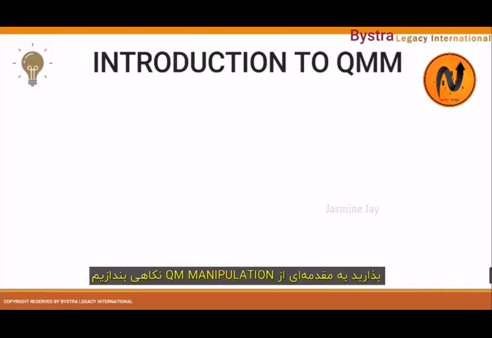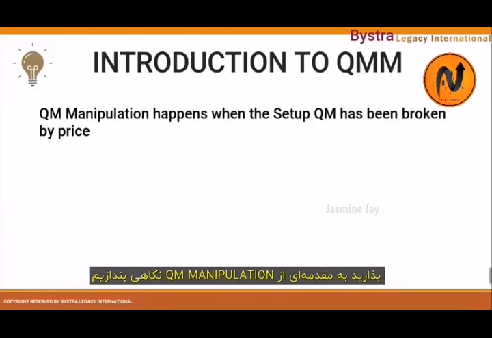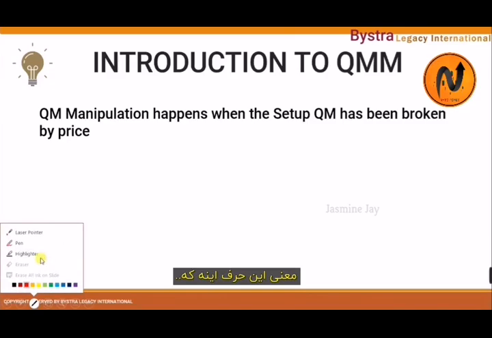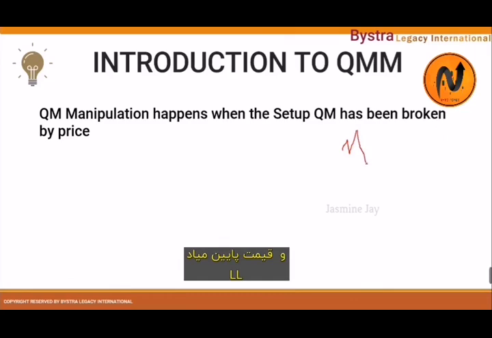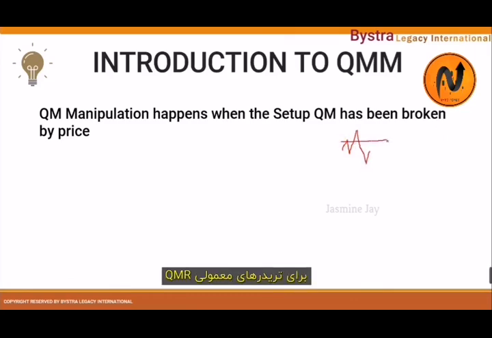So let's look at the introduction to the QM manipulation. QM manipulation happens when the setup QM has been broken by price. Let me draw you a structure. For example, we want to have a QM for sell. So we have the high, low, high, price comes back down, lower low. For a normal QMR trader, we would always set a PO here, isn't it?